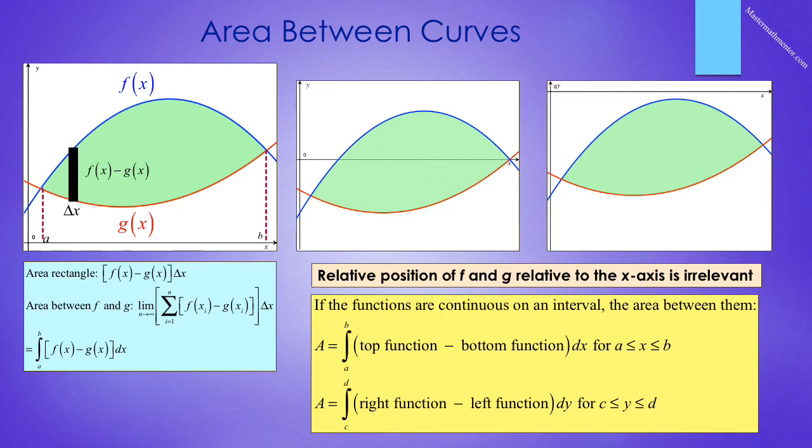So we have our formulas for calculating the area between any two curves. We assume that the functions are continuous on an interval, and therefore the area between them can be expressed as the integral between a and b of the top function minus the bottom function dx, if x is between a and b. And if everything is expressed in terms of y, then the area is the integral from c to d of the right function minus the left function dy, where y is between c and d.